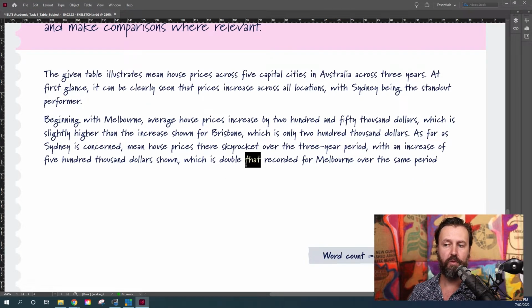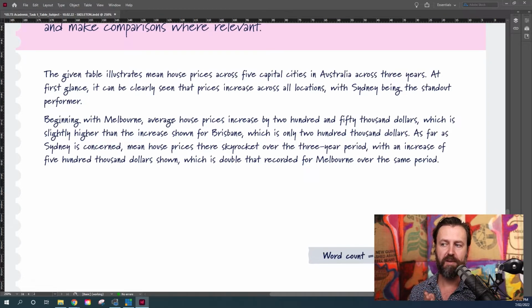Now, this is interesting, the word that's used here. Let me read this sentence again, but I'll swap that word for something else. So as far as Sydney's concerned, mean house prices there skyrocket over the 3-year period with an increase of $500,000 shown, which is double the number recorded for Melbourne over the same period. So instead of saying the number, we can say which is double that recorded for Melbourne over the same period. Again, really strong language showing the examiner that we have the ability to talk about something, but with different vocabulary, which is essentially what we're here to do. We're really here to show the examiner how strong our writing style is.